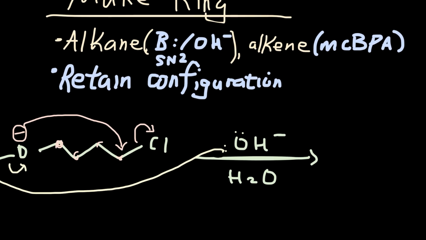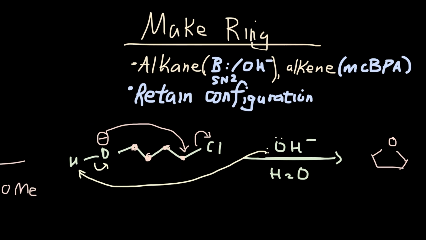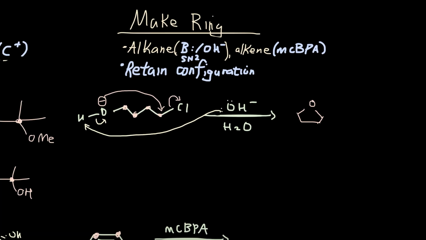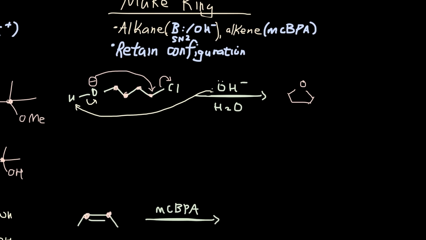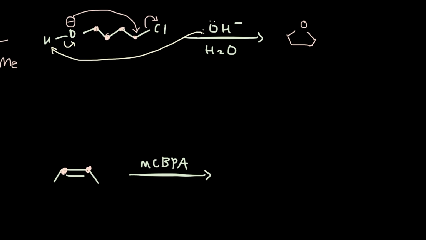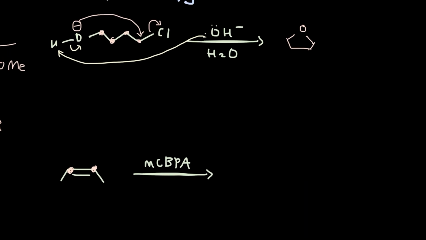Now, be really careful when you draw a ring. There are 4 carbons, so I'm going to draw oxygen and 4 carbons. Connect the dots so you don't miss out on any. Then check if there are any methyl branches. Nope. So then this will be your product. That's how you make an epoxide ring from alkanes, SN2. If you want to make a ring from alkenes, it's even easier. You would just use mCPBA unconditionally.